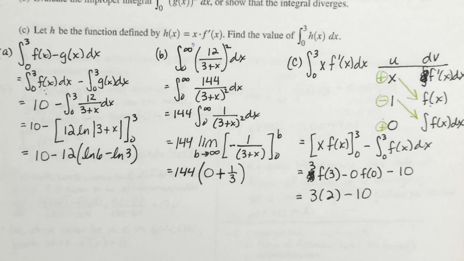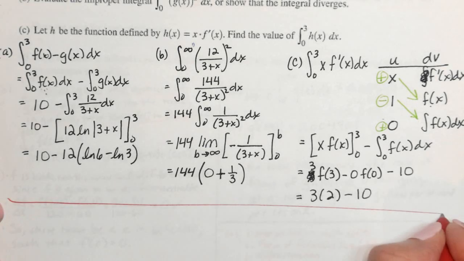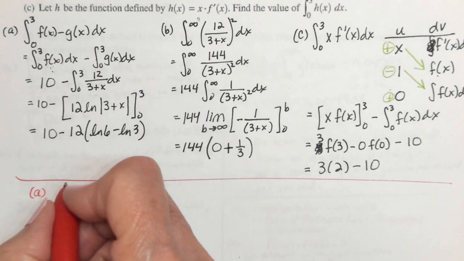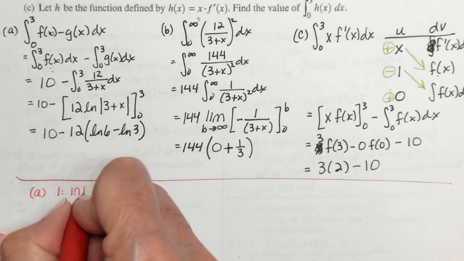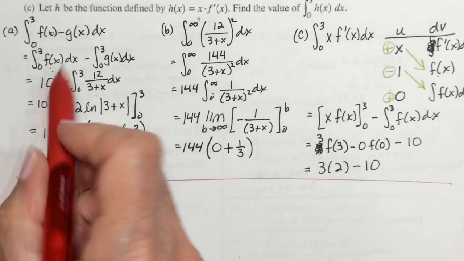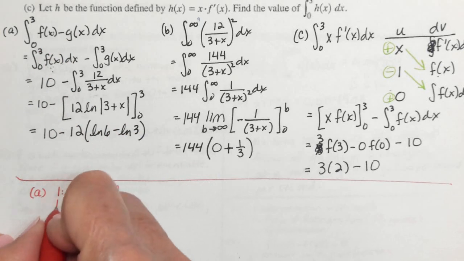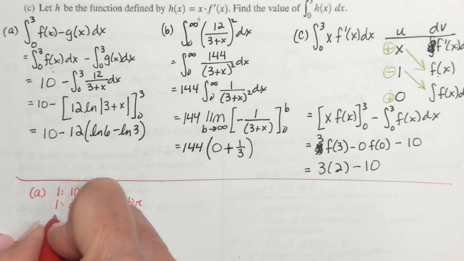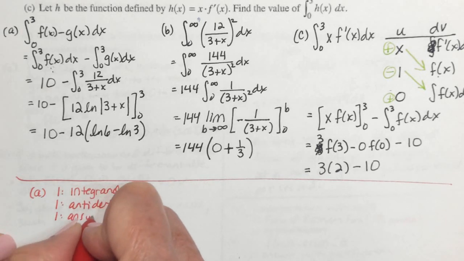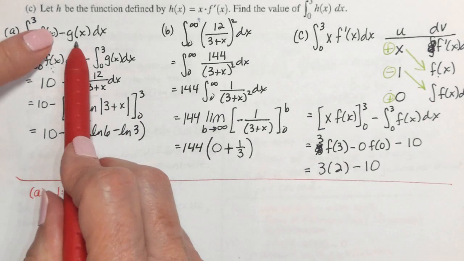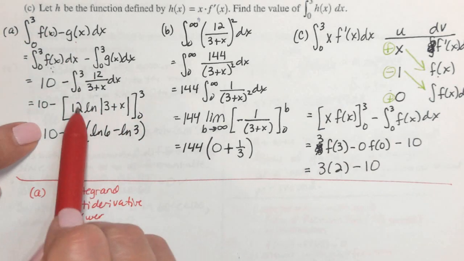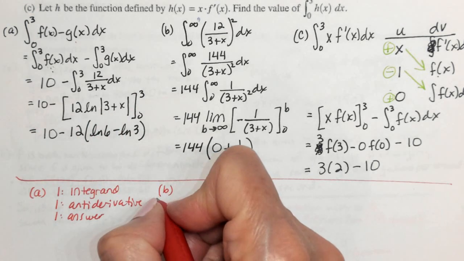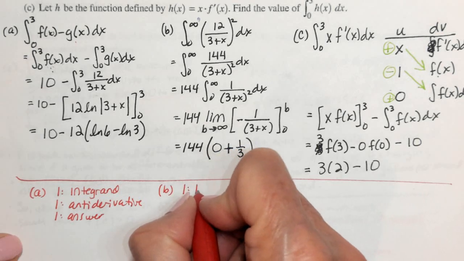Okay, let's see how this was scored. All right, part A. 1 point was given for the integrand. And then 1 point was given for the antiderivative. And then another point was given for the answer. So integrand, antiderivative, answer. Part B. 1 point was given for the limit notation.